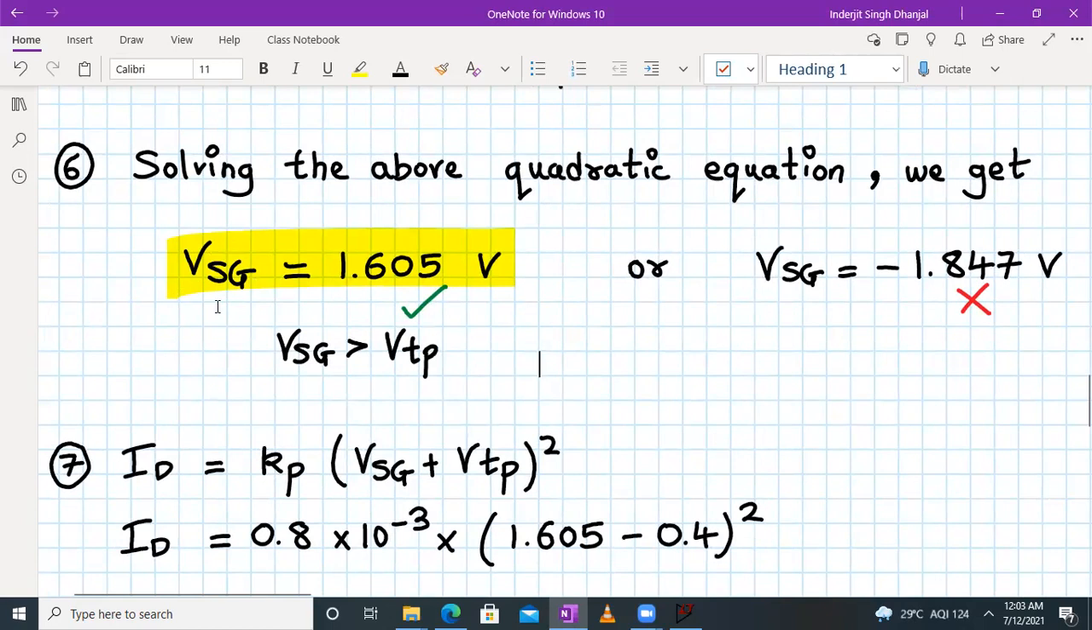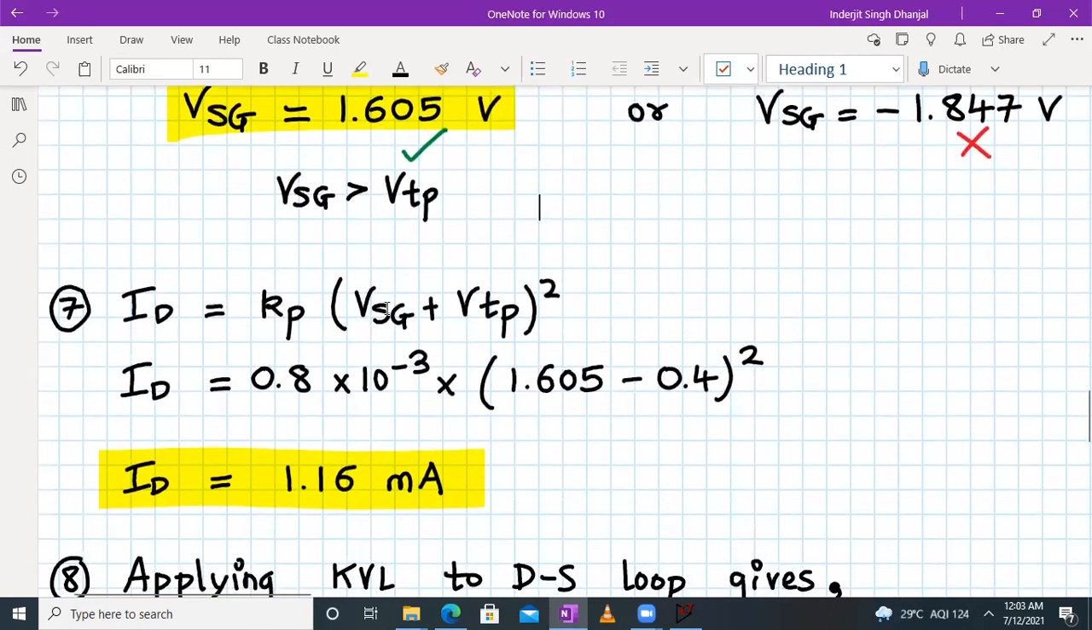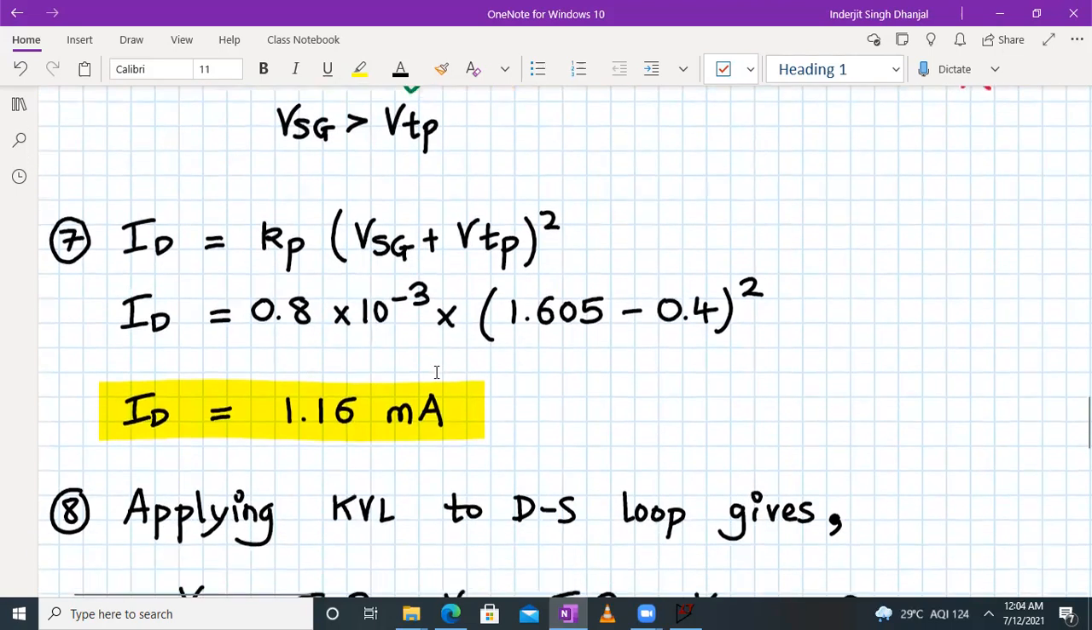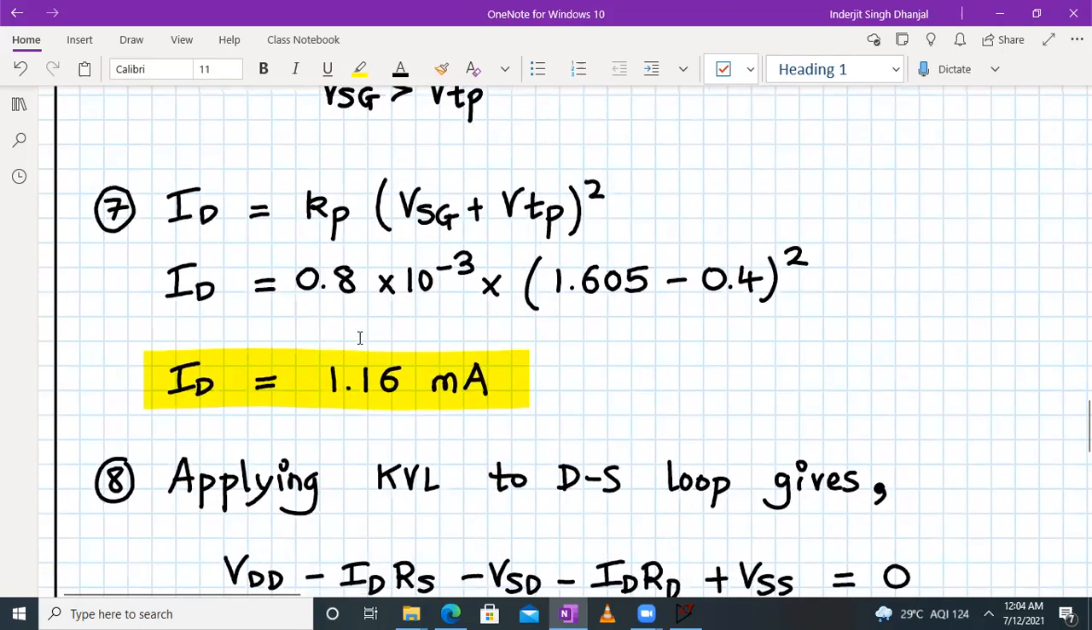So now we know the value of VSG. We plug in these values in the ID formula. The drain current will be Kp times (VSG plus VTP) the whole square. We have all the values over here. Plug in the values and calculate it in the calculator. So the value of ID should come out to be 1.16 milliampere. So please do check this value.